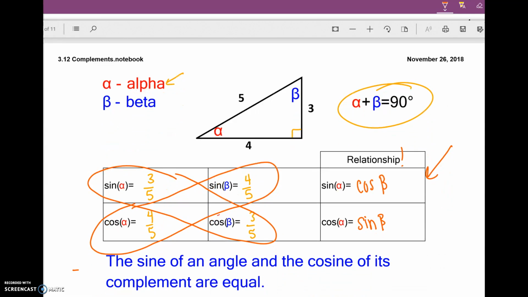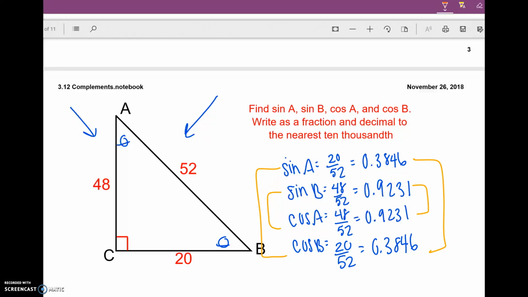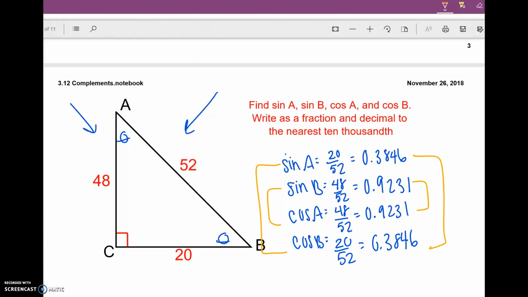And again, if you need something in words, if the visual is not helping you, the sine of an angle and the cosine of its complement are equal. So the sine of alpha, its complement would be beta, because we know they both add up to 90 degrees. But the sine of this angle and the cosine of this angle are equal to one another. We just proved it in this general case with alpha and beta, and we proved it in this case where we had some different side lengths and actually looked at some numbers, actually found what they would be.